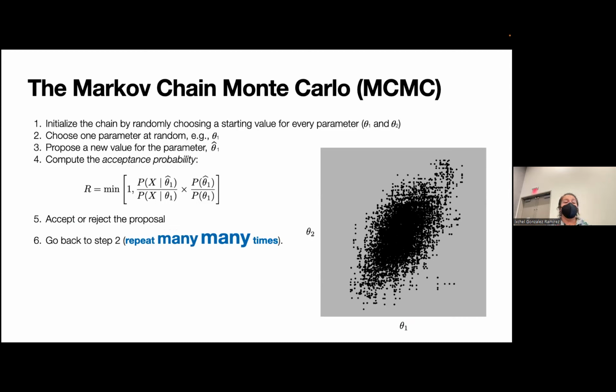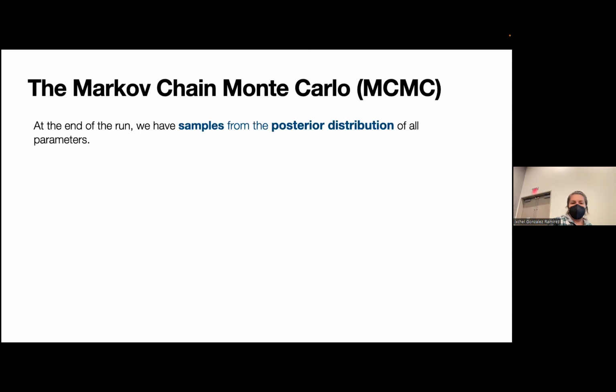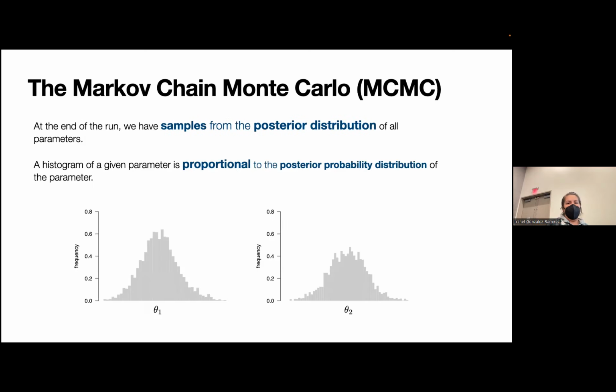If I repeat this for long enough, I'm going to get a sample, or an idea, of the posterior distribution. Does that make sense? And again, I care about the posterior distribution, not only one point estimate. Because at the end, I want to have a distribution for parameter 1, and the values for parameter 2.